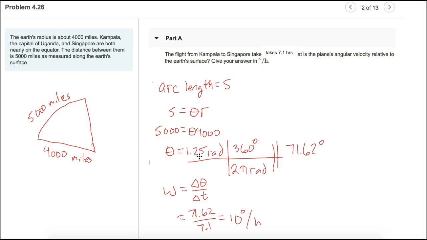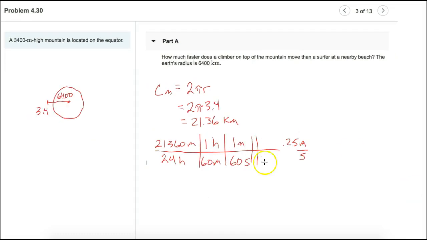Now I need to take that radian value and convert it to degrees. If I have a circle, we know that a circle is 360 degrees. We also know that it's 2 pi radians. If I take 1.25 times 360 divided by 2 pi radians, I get 71.62 degrees. At this point, we've got omega, so remember that is the angular frequency or the angular speed. That's equal to the change in the angle over the change in time. The change in angle is 71.62 degrees, and our time here is 7.1 hours, so we get about 10 degrees for every hour. For our next problem, this one is 4.30.